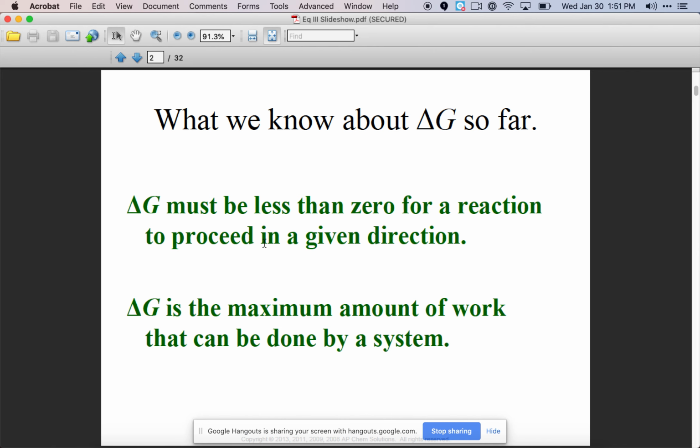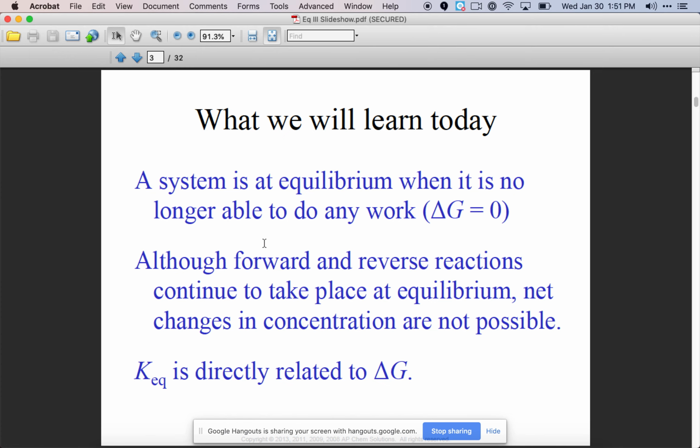Notice that last statement there where they say delta G is the maximum amount of work that can be done by a system. That's kind of why they use delta G. They want to figure out how much work the reaction does. I talked about this with you guys in the video, and if you don't remember, you might want to go back and watch it.